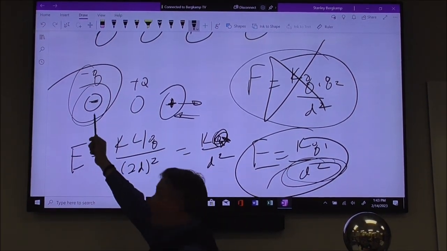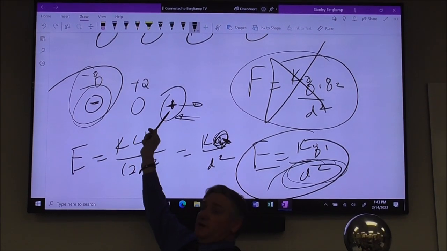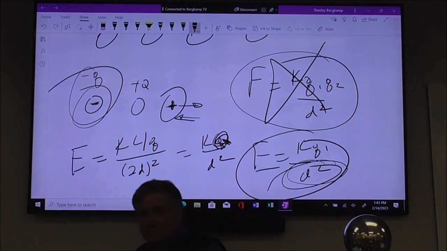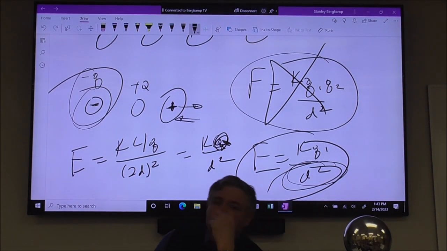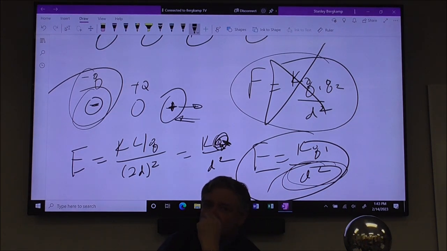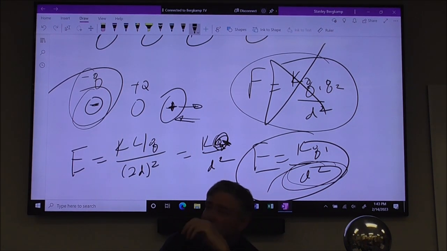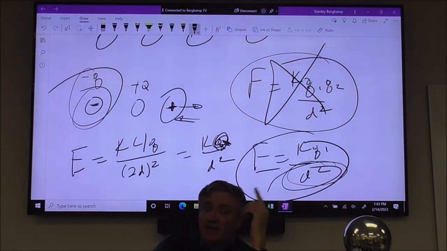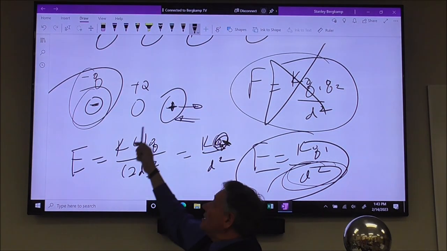If this was a positive charge, is there any way at this point the net electric field could be zero if that was a positive charge? No. Couldn't happen. Why? There's nothing to cancel it out. Yeah, they're both pushing them in the same direction. So if I'm a point over here, and they're both positive, there's no way I can have a net electric field at zero. But an interesting thing happens.